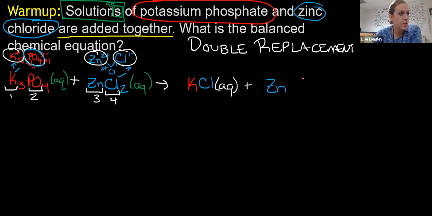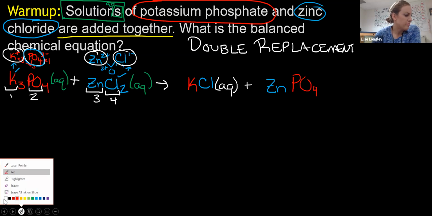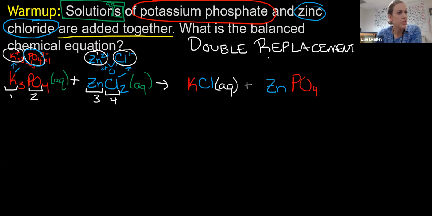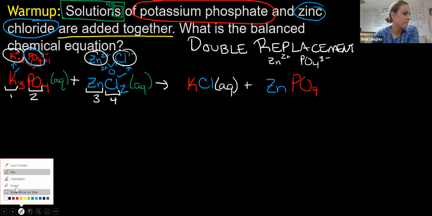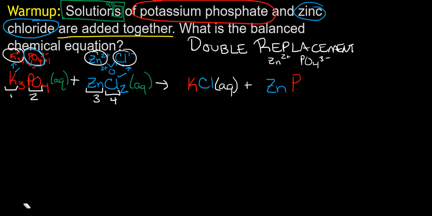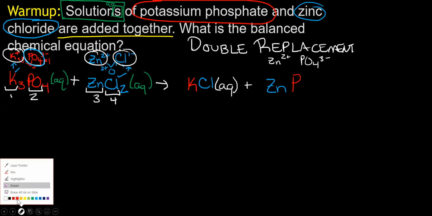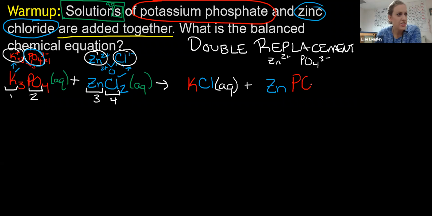Now, here's the tricky part. You ready? We have to figure out how many of each one there are. So zinc, we know, is a charge of 2+ because we said that earlier. Phosphate is a charge of 3-. So how many of each do we need? That's the tricky part. We need 2 phosphates and 3 zincs. How'd you get there so fast? You did a great job.